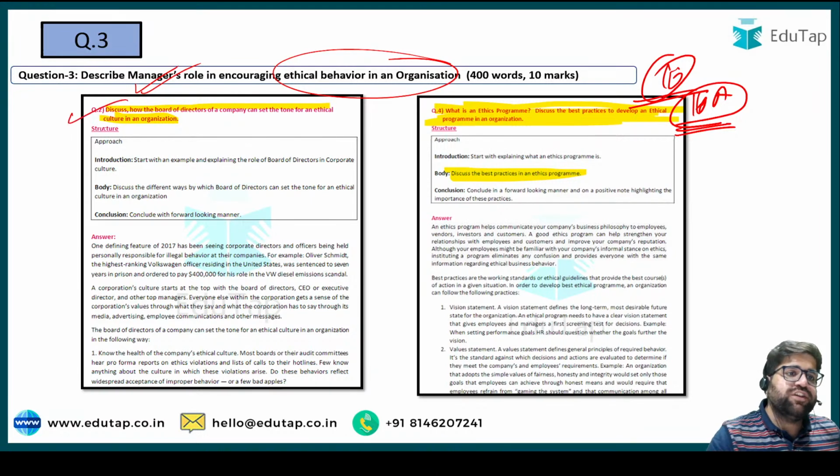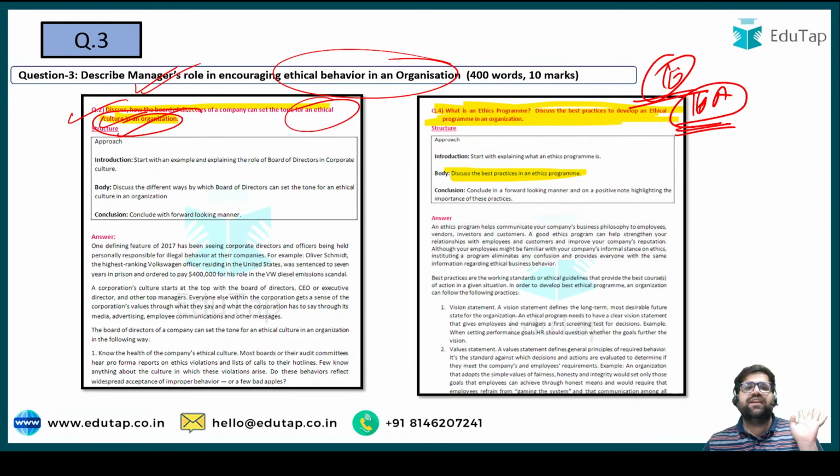So if you see question number 2 of the model question and answer, discuss how the board of directors of a company can set the tone for an ethical culture. Now again, if you are practicing your model question and answer, then you could have replaced board of directors with manager, and you could have just copy pasted the entire answer, provided that you have practiced it beforehand. Again, what is an ethics program? Discuss the best practices.